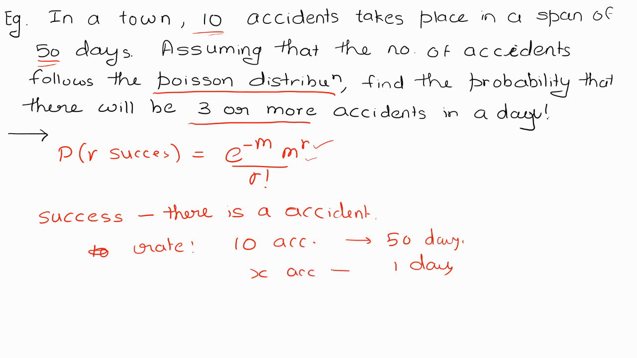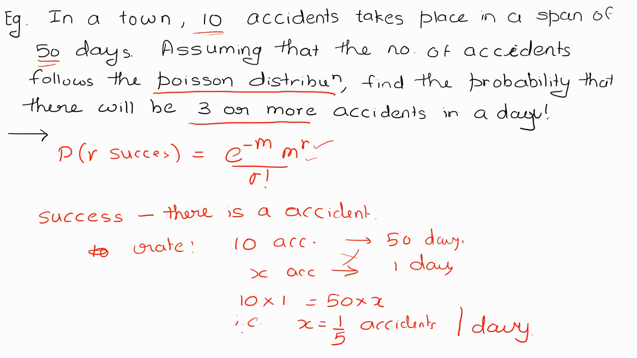X accidents. So that means 10 accidents per 50 days. If you cross multiply this, it will be 10 into 1 is equal to 50 into x. That is, x is equal to 1 by 5. That is 1 by 5 accidents per day. Yes. So this you can treat as your m value, or your mean value. On an average, 1 by 5 accidents occur per day. So m will be your 1 by 5.